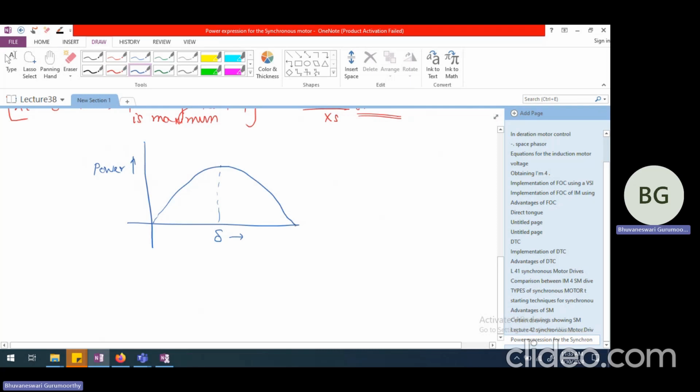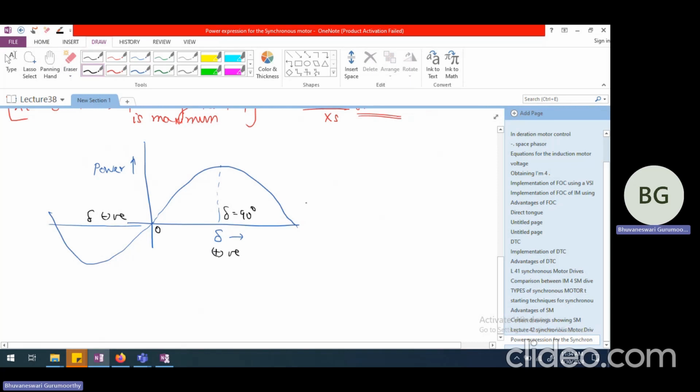If delta becomes negative, I should show it on the other side, as though the power will become negative. So this is the way we are going to have it. This is delta negative, this is delta positive, and this is zero. We are going to have the power maximum when delta is equal to 90. So this is the power angle equation.